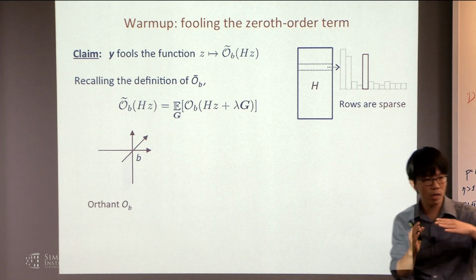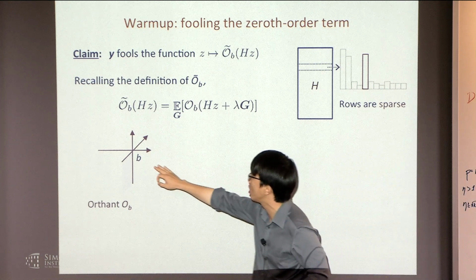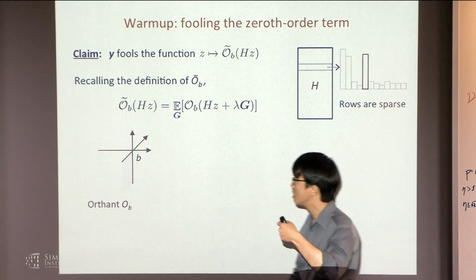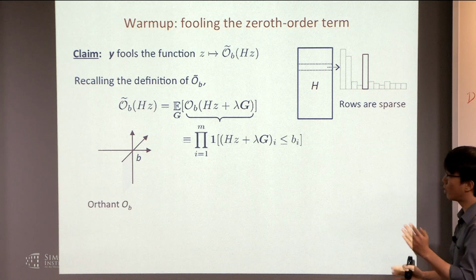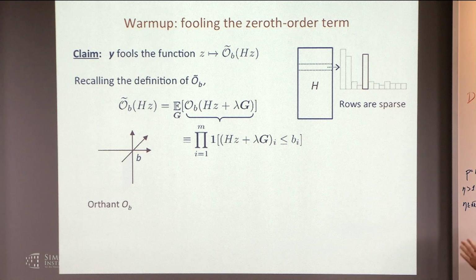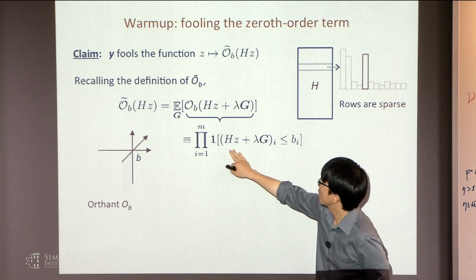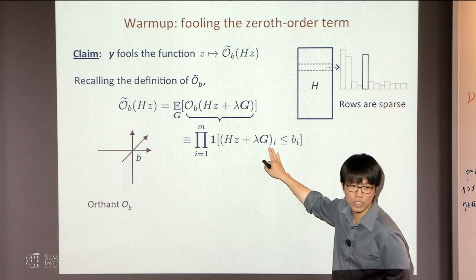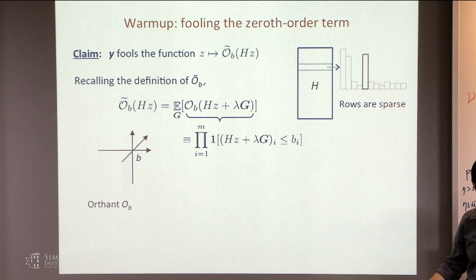What's an orthant? You fall in an orthant defined by B if and only if your first coordinate is at most B1, your second coordinate is at most B2, and so on and so forth. So it's the product across m coordinates of some indicator of whether your threshold is satisfied. And the ith thing in the product depends on the ith row of H, and the ith row of H is sparse.